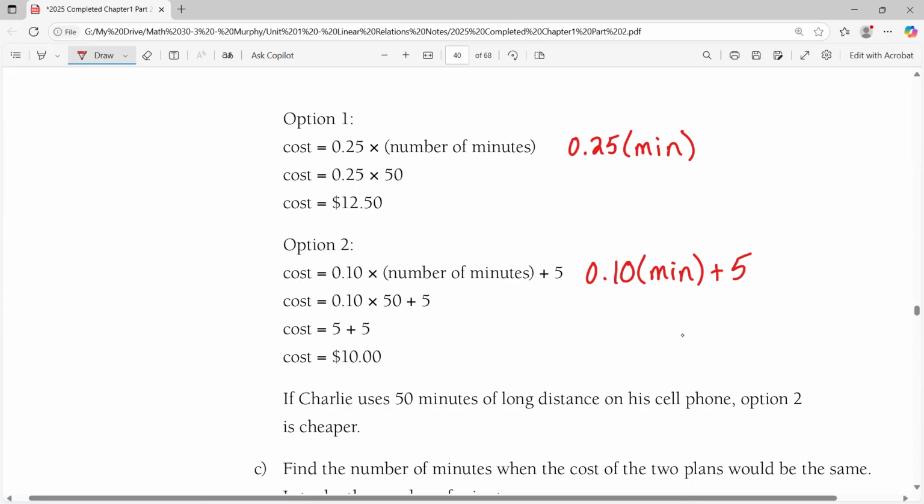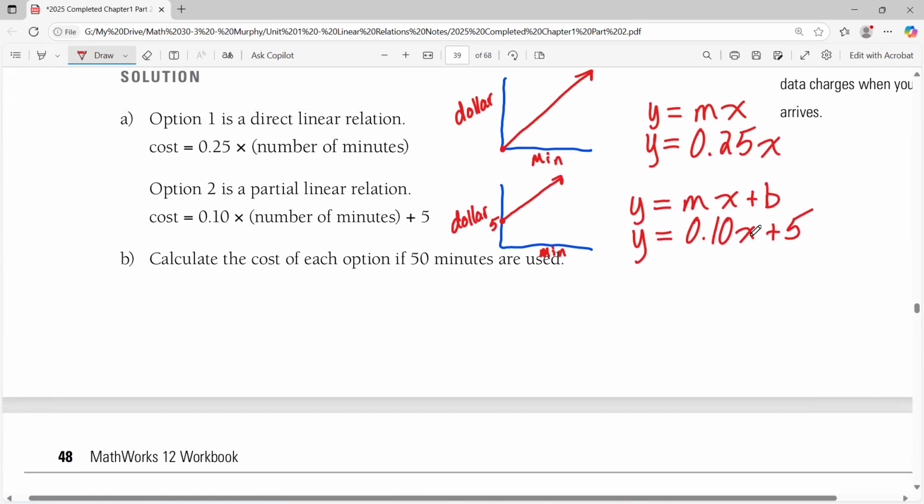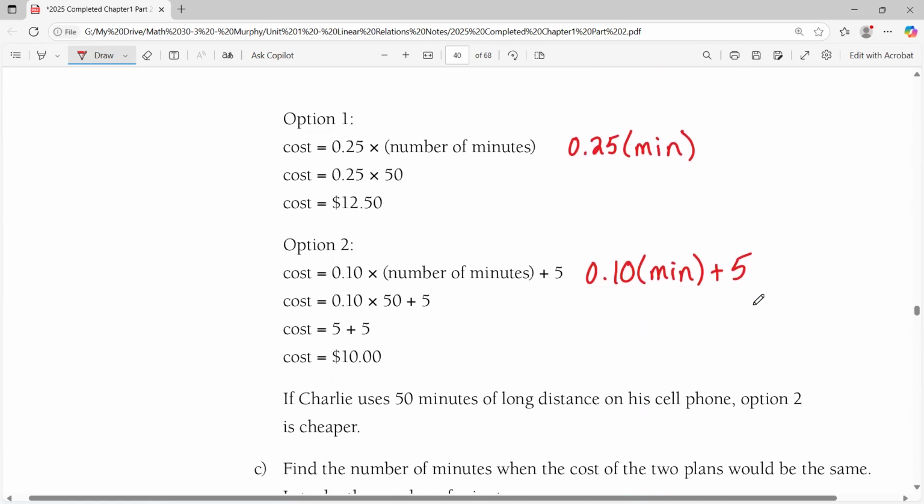Same with this one, 10 cents multiplied by the number of minutes plus 5. That multiply symbol looks like this x here, and that's not the same thing. And remember, you have to multiply first, then add the 5. So 10 cents times 50 is 5, plus 5 is 10. So if Charlie uses 50 minutes of long distance on his cell phone, option two is the cheaper one.